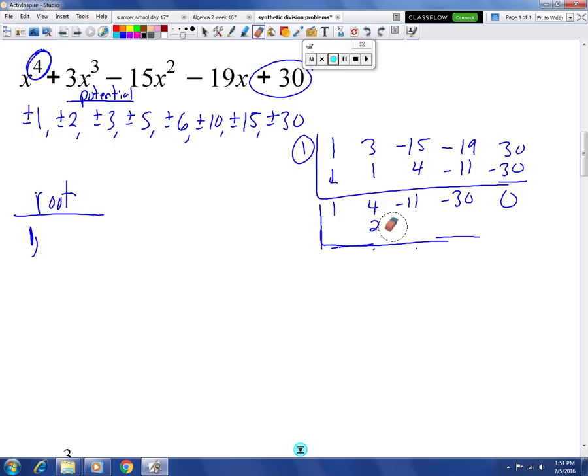Okay, let's try negative 2. 1. Negative 2 times 1 is a negative 2. 4 minus 2 is a 2. 2 times a negative 2. Negative 2 times 2 is a negative 4. That becomes a negative 15 times a negative 2. There's a 30. Okay. So we get what we want, a 0 there. Okay, so we got another actual root.